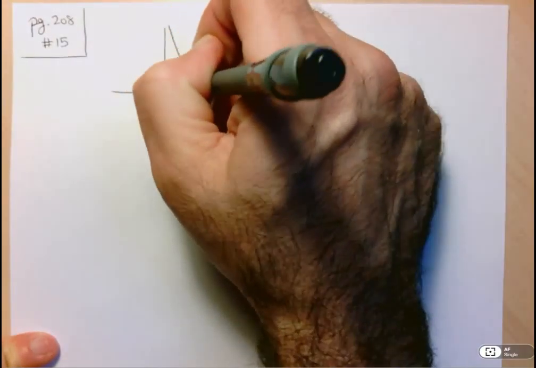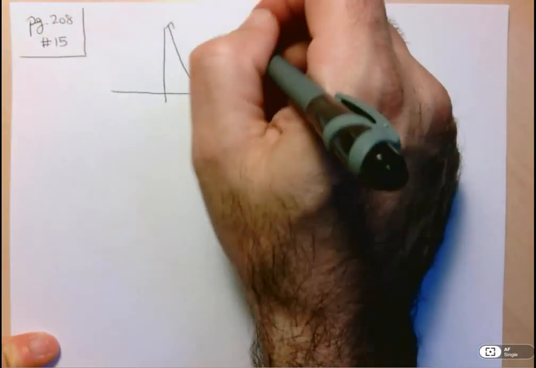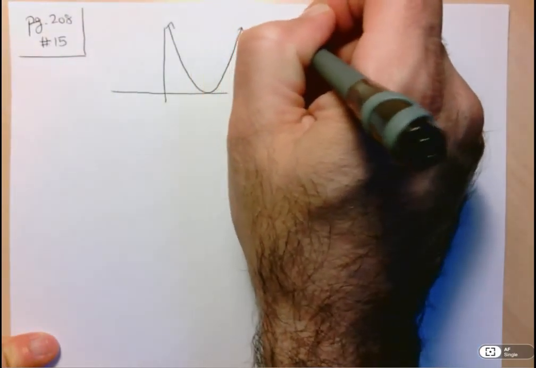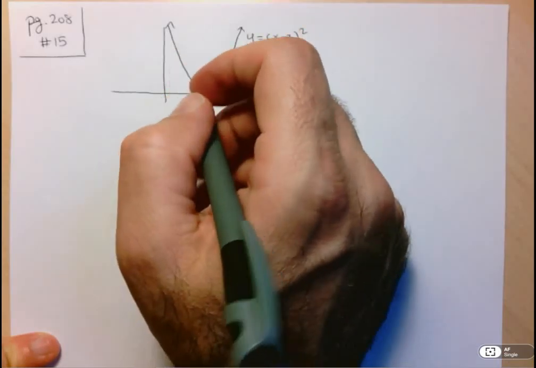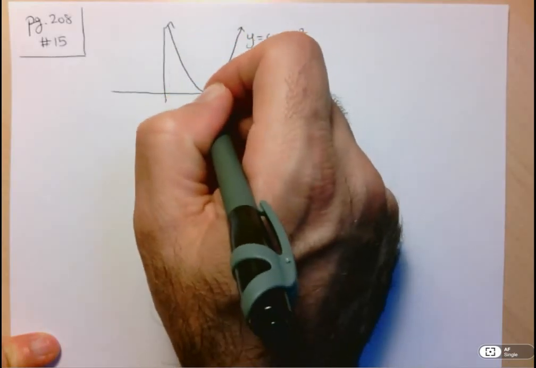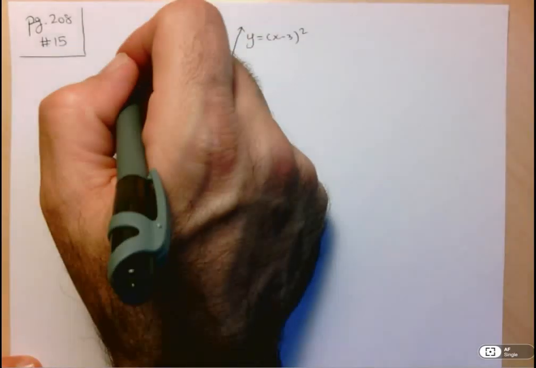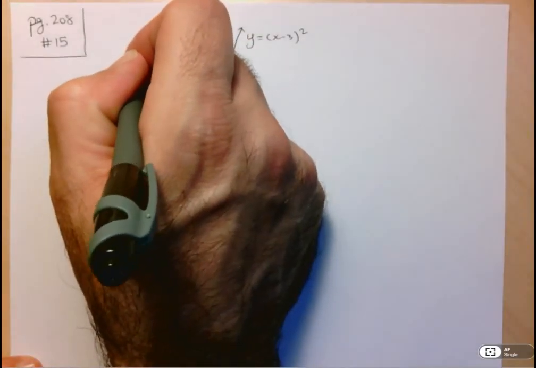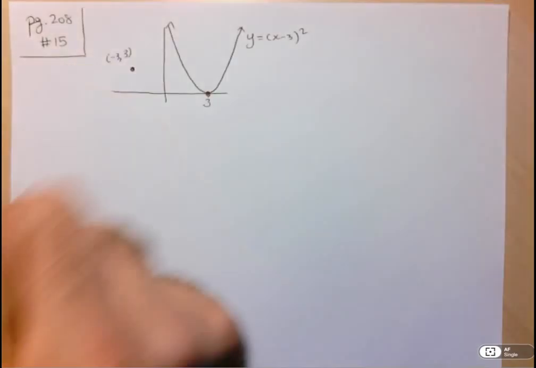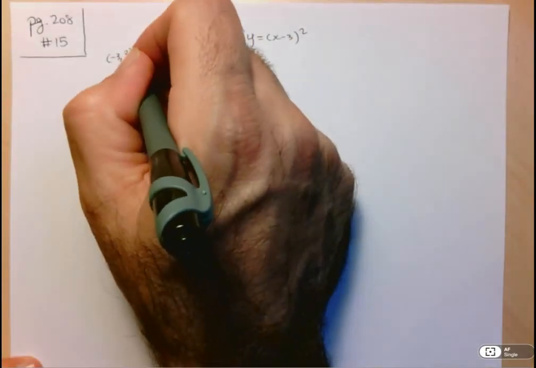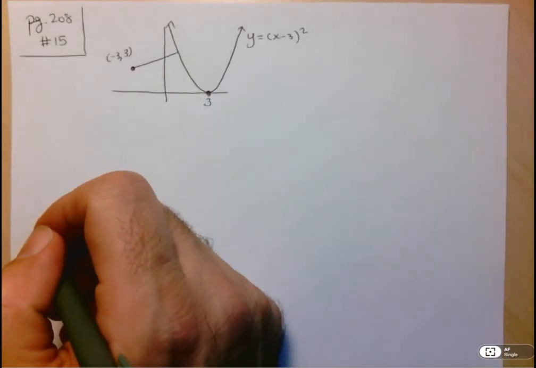So I'm just going to do a quick sketch here of y equals (x minus 3) squared. Okay, so we know that it's just x squared shifted over to the right by 3 units. Okay, and we want to find the minimum distance to negative 3, 3. So say this is negative 3, 3, and we want to find the minimum distance from that point to any point on the curve.